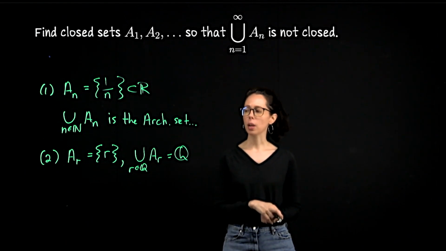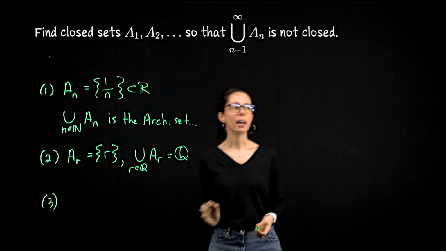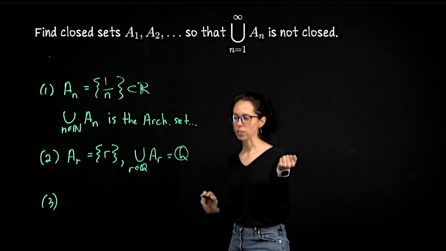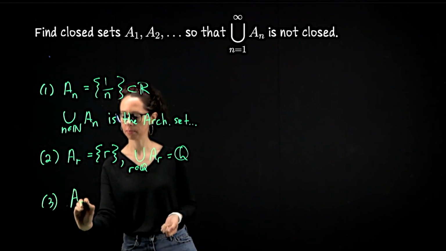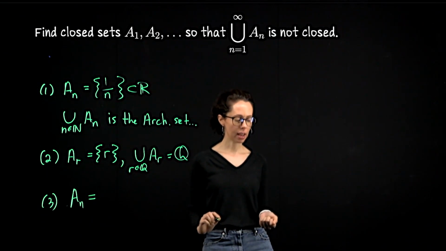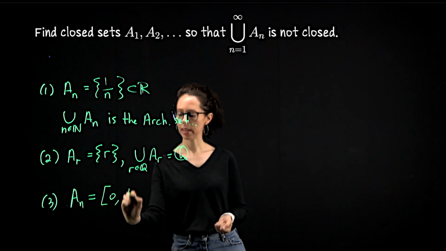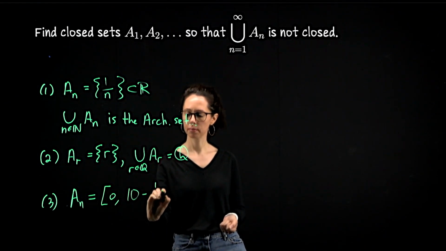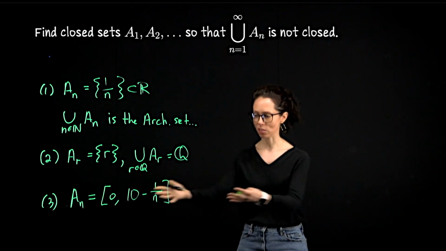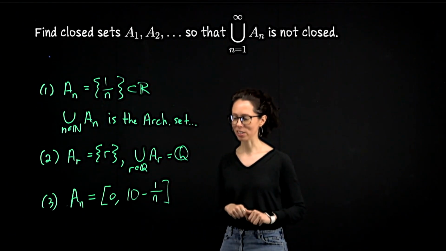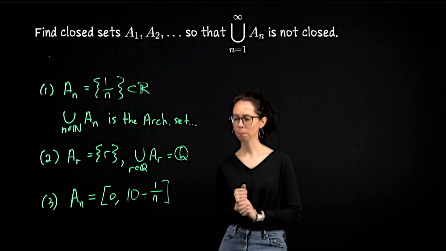To give you an example on the number line which looks a little bit different, let's work with that 1 over n as kind of a fudge factor. So how about A sub n is the interval from 0 through 10 minus 1 over n. There are different ways that you could modify this, obviously. This is just one way to make a construction of closed sets using a little bit of an error term here.